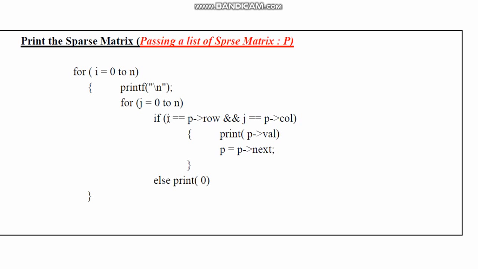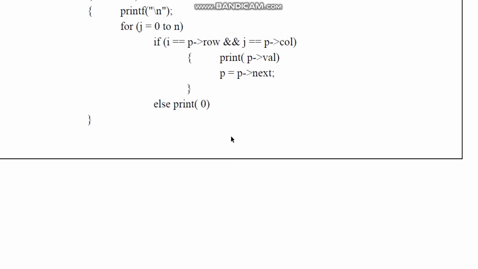Then if for a corresponding row there is an entry in my P and a corresponding entry J, there is a column, which means I have a value. Then I will print P's value and advance. Else the value is 0, so I print 0. So either I print the value or 0 and proceed. This will give me my resultant matrix. I think it should be clear. Please go through, transfer it into a program, understand, take a matrix, work it out first on paper, and it should be clear. Thank you.